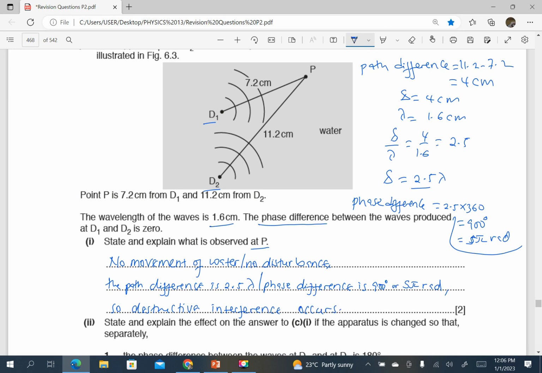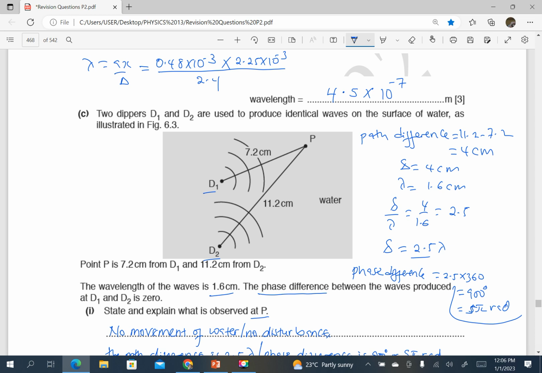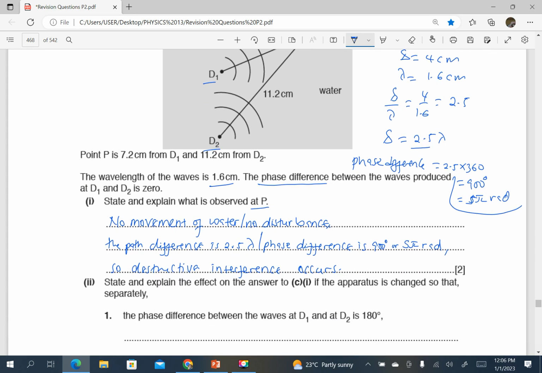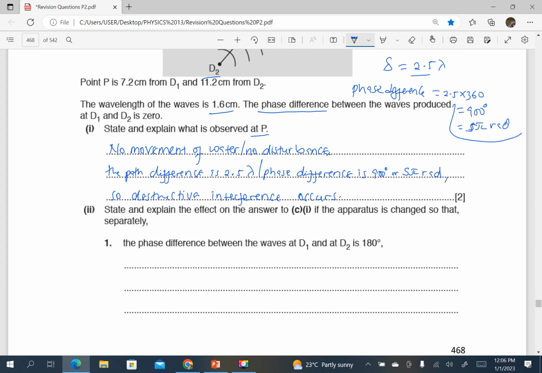So it's like a crest is meeting with a trough. That is destructive interference. Therefore, if a crest is meeting with a trough, we don't expect movement, or we expect very little movement. If the waves had the same amplitude, because the waves were identical, then there will be no movement completely. The amplitudes are the same, so total cancellation occurs when there is destructive interference.